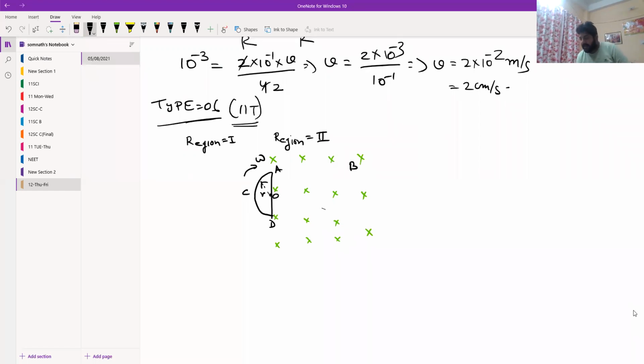You can see this. ACD is a semicircular conducting loop of radius R with center at O. The plane of the loop being in the plane of the paper, the loop is now made to rotate with a constant angular velocity omega about an axis passing through O and perpendicular to the plane of the paper. That means this is the axis which is perpendicular, upward, so that it can be rotated like this.